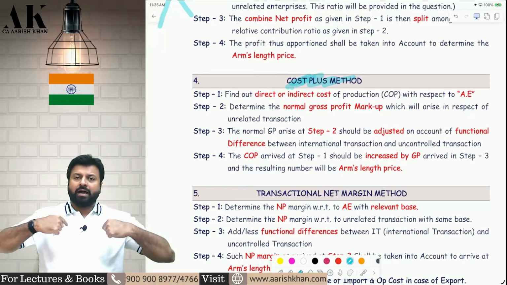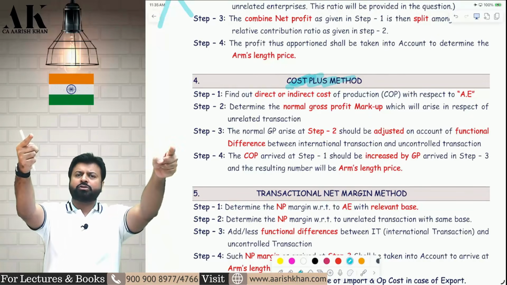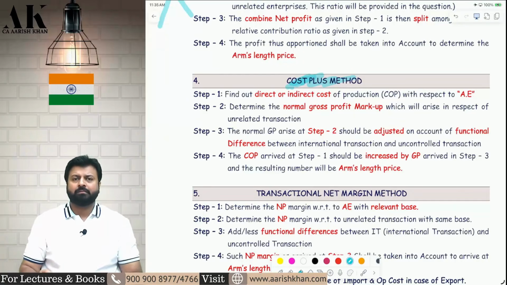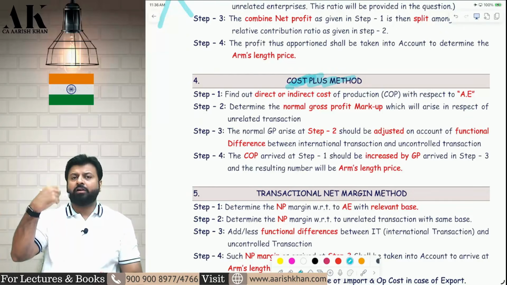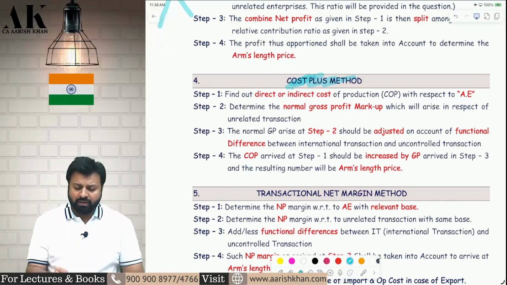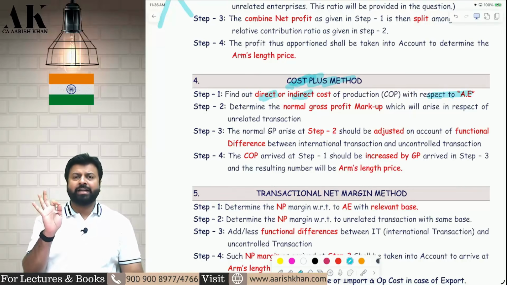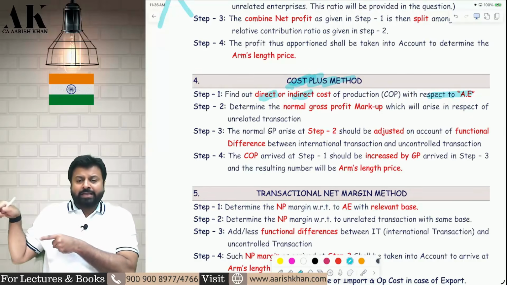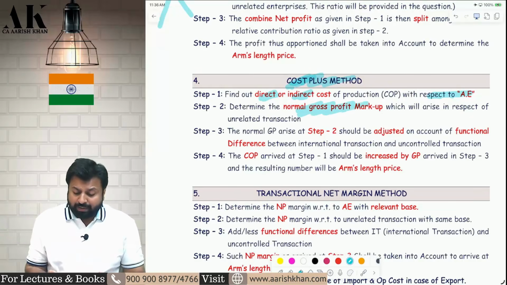Cost plus method. I am in India. I am selling some goods to my associate enterprise on cost plus some margin. I am also selling some goods to a third party. So I need to find out the arm's length price of the transaction which I am doing with my associate enterprise. So step number 1, find out the direct and indirect cost with respect to the associate enterprise. Whatever is the direct and indirect cost with respect to the associate enterprise, find that out first. After that, when I am selling to the third party, what is the GP markup in that case?